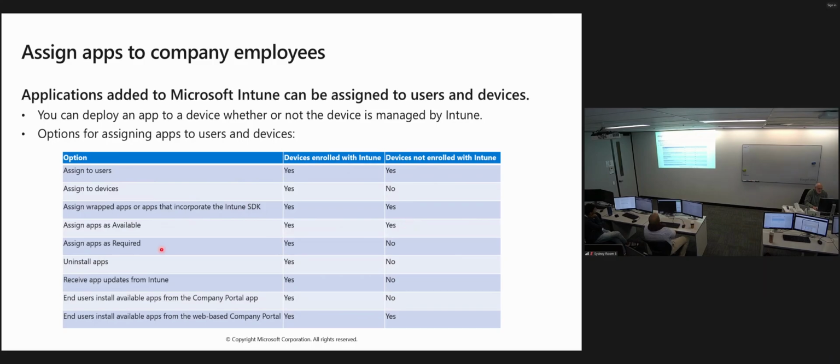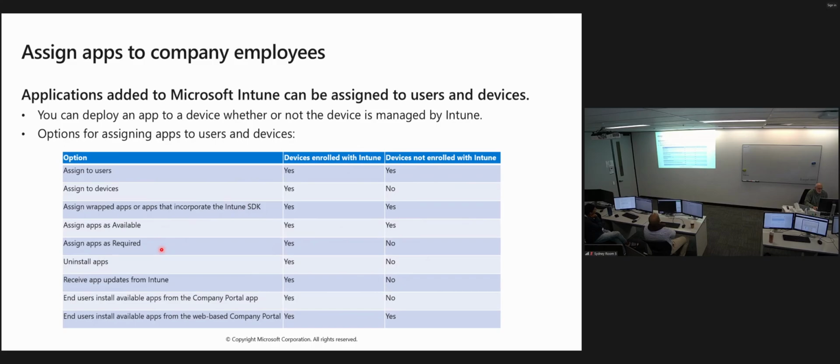To uninstall an app through Intune, in other words, if I specify the app must be uninstalled, well, obviously I must be controlling the device, so it needs to be enrolled. Not enrolled, I can't uninstall it. Receive app updates from Intune. That can only happen if we know what's on their device.